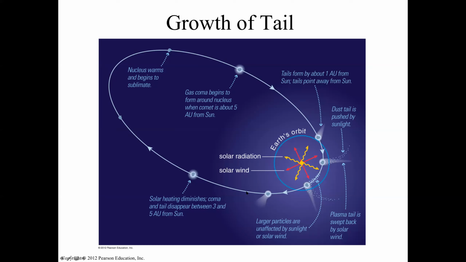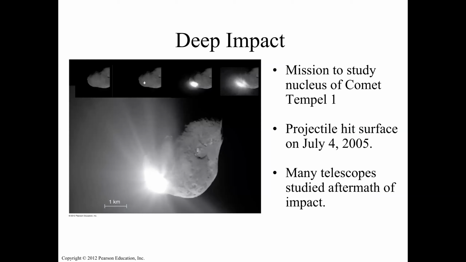And then as they move away from the sun, they start to cool down again. They do that thousands and thousands of times until they eventually lose all of their ices, and all the ices are sublimed, and then you'll end up with a rocky or metallic core, which we then call an asteroid. So a comet can eventually become an asteroid, but an asteroid will never become a comet. Okay. Now, Deep Impact. A mission to study the nucleus of Comet Tempel 1.